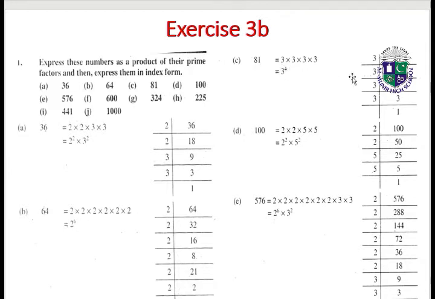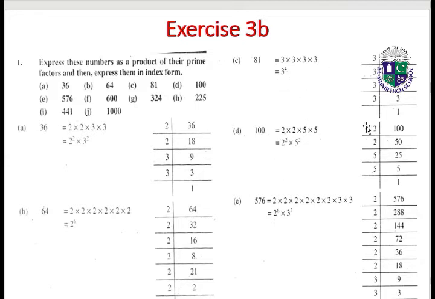Part C, 3 to the 6, 2 carry, 21, 3 7s are 21, 3 9s are 27, 3 3s are 9, 3 1s are 3, 81. 3 multiplied by 3, multiplied by 3, multiplied by 3, index form 3 power 4.